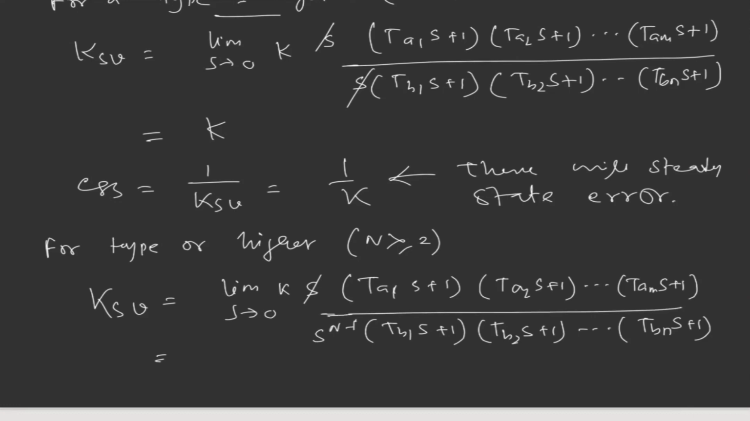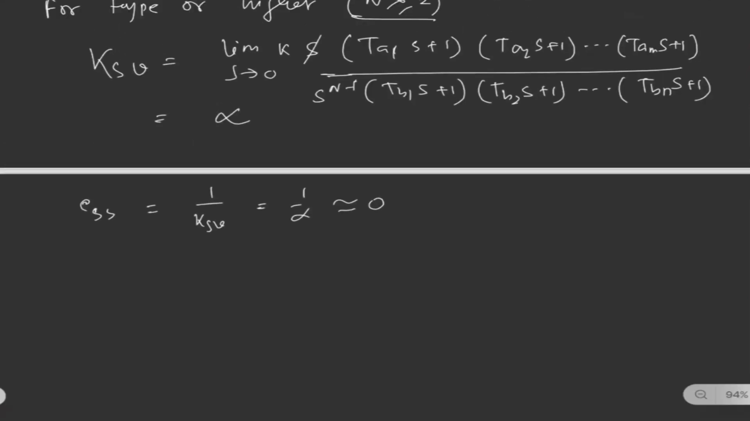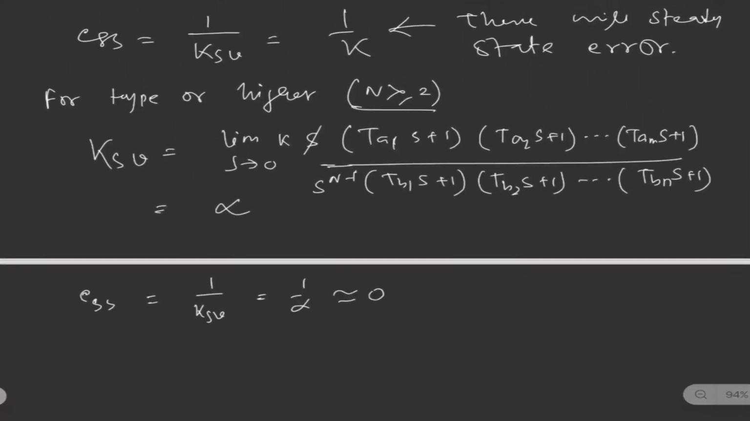Now, since it is higher order, n greater than or equal to 2, if you put s equal to 0, the value of KSB goes to infinity. So in this case, very important takeaway. Therefore, the steady state error goes to 1 upon KSB, 1 upon infinity, which is 0. So what is the takeaway from this part? If the system is type 2 or higher order, and you are applying a ramp input as a reference signal, there will be no steady state error in the steady state response.